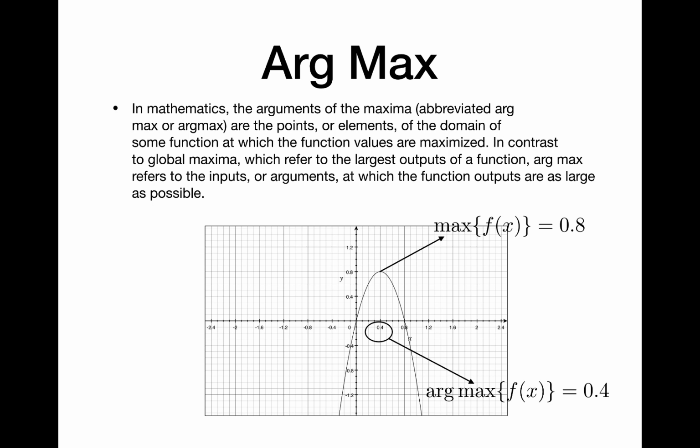Okay, so for example, in this diagram, as you can see, you have this function f(x) which is plotted, and it has in this case only one global maxima, and that is given by max of f(x), and the maximum value is 0.8, and the value of x that gives this maximum value, which is 0.8, is 0.4, and that actually is your arg max of f(x). So arg max again gives you those values of x at which the value of f(x) is maximum.